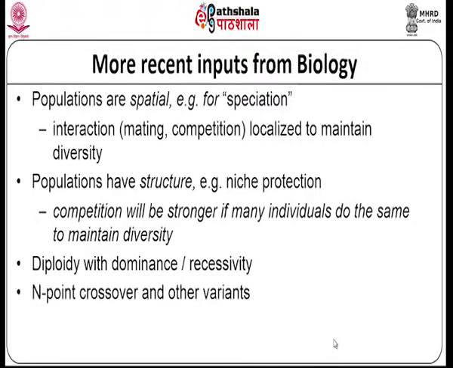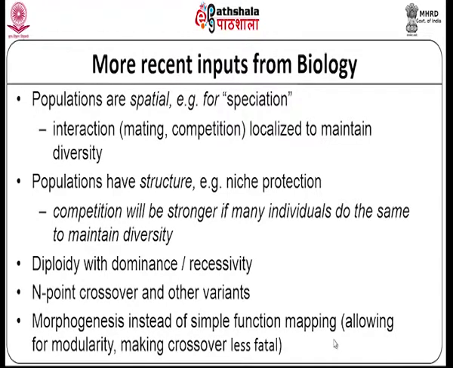Endpoint crossover and other variants have also been considered. Initially we have only very few crossover points; we will come to that later. And morphogenes, instead of simple function mapping, allow for modularity, making crossover less fatal and so on. So, these are some of the major new inputs that have come in from biology for genetic algorithms. Use of this has just started coming out.